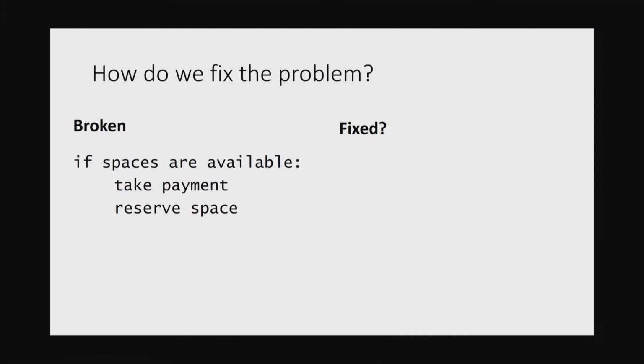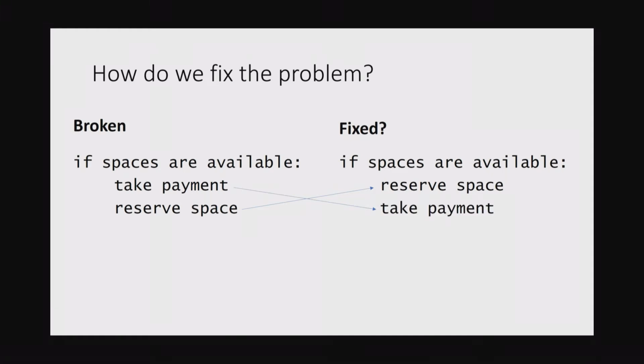Okay, so how do we fix the problem? Well, the issue seems to be to do with the fact that we check whether there's a space available, and then a lot of time elapses before we reserve the space. So maybe we should immediately reserve the space after its availability has been checked. We could fix the system by saying, if a space is available, reserve it, okay, and then take payment. All right? We'd have to resolve the issue of what to do if the payment was declined, but let's forget about that for here.